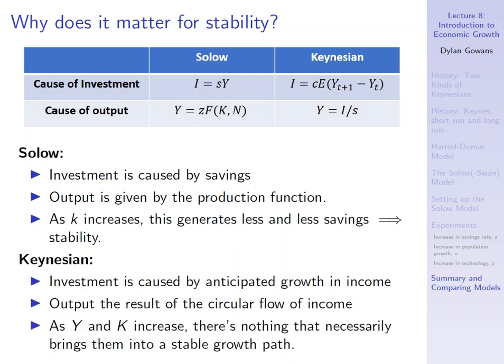But that's not the case in the Keynesian model, right? In this Harrod-Domar model, investment is caused by anticipated growth in income. And then output is the result of the circular flow of income, which we saw here. So here's why we can get instability then. As Y and K increase, there's nothing that necessarily brings them into a stable growth path, right? In fact, as we saw before, it can be the opposite. Investment increases and then increases output potentially even more and more. And we can get this instability. And this is really what's driving the differences in stability, is these different views about how investment relates to savings. If you put these two functions into the Solow model, you could get instability, regardless of your production function.